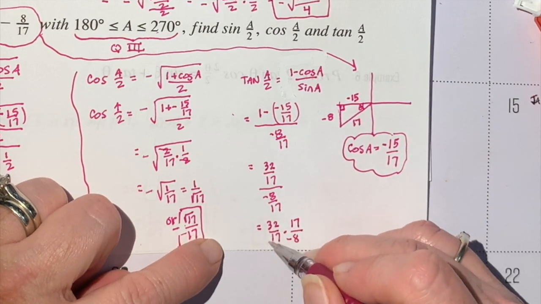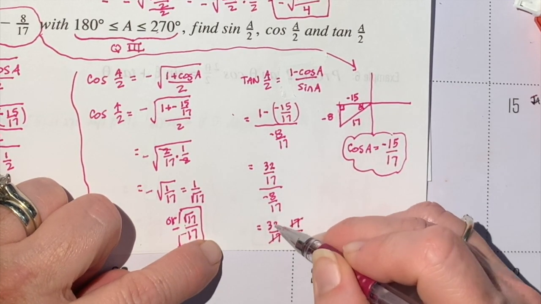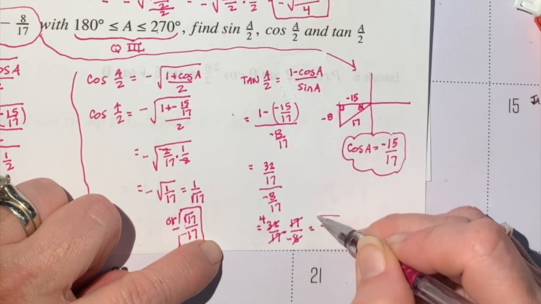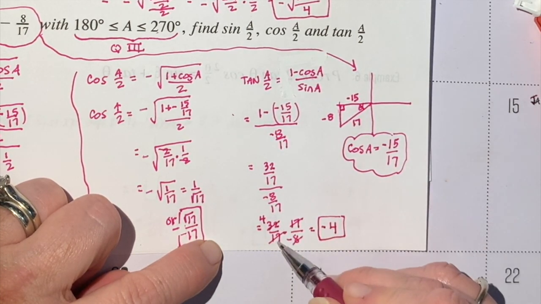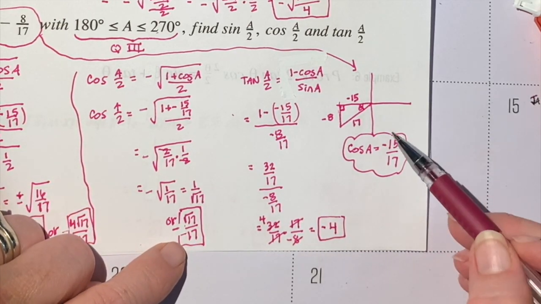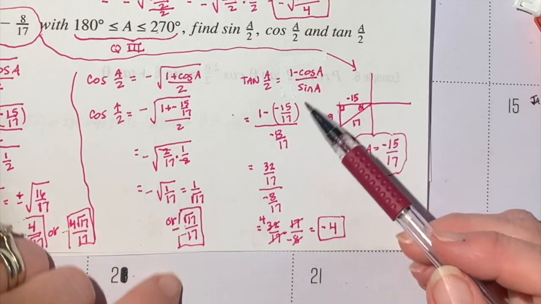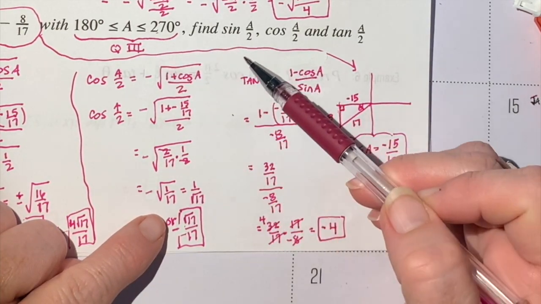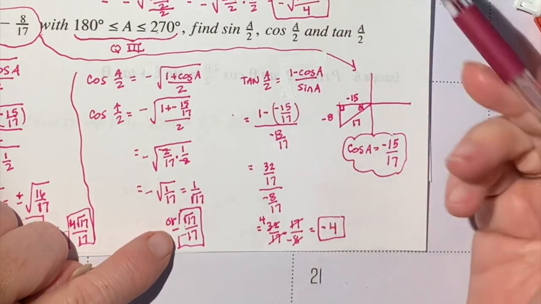If I reduce before I multiply, I can reduce that 8 and that 32, losing a factor of 4, and I end up with -4. So if you multiply 32/17 by -17/8, you get -4. And as we knew that in quadrant 2, where the half angle falls, we expect tangent to be negative, and it is.